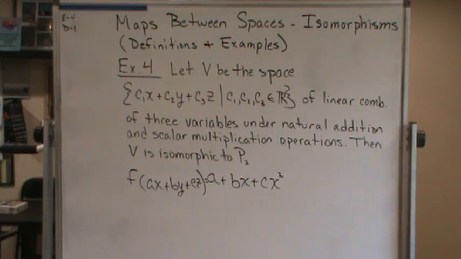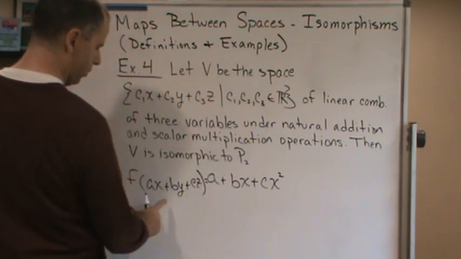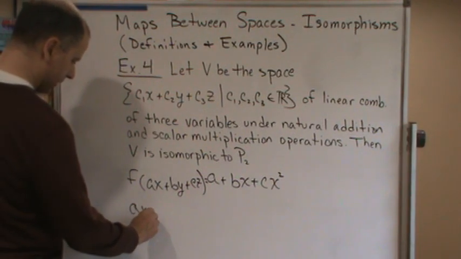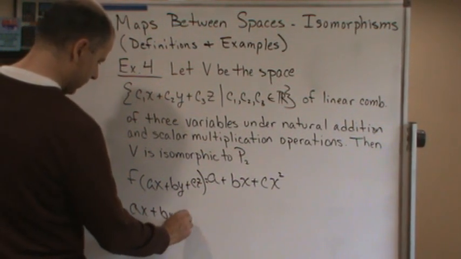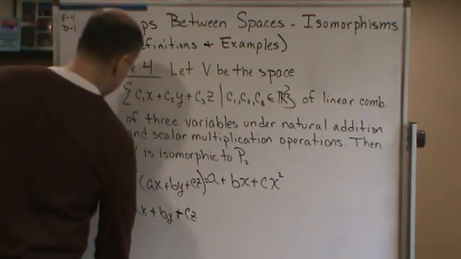And so it's obvious to see that for every member of P2, there's a corresponding member in V, which would be, in this case, ax plus by plus cz, where a, b, and c are real numbers. Okay, so now we've satisfied the first condition. Now we're going to look at the second condition, to see if it's satisfied by looking at whether the operations preserve structure.